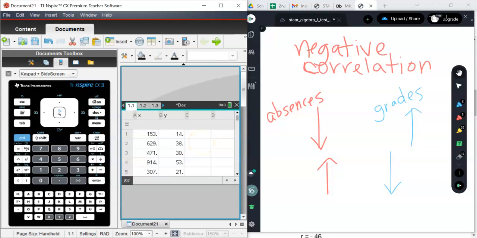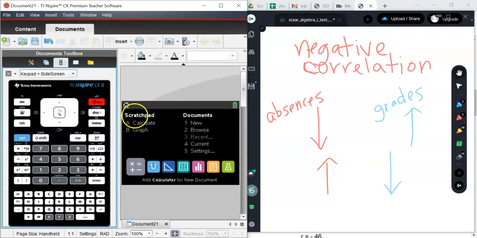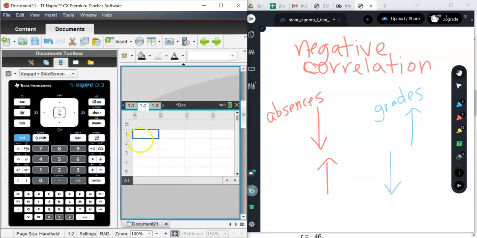So let's look at something that has a negative correlation. I'm going to go to Menu, and I'm going to enter a new grid. Let's look at what we were talking about here. Let's talk about grades and absences. So I'm going to call this absences. I can name it whatever I want. And I'm going to call this grades, the actual grade you got in your class.